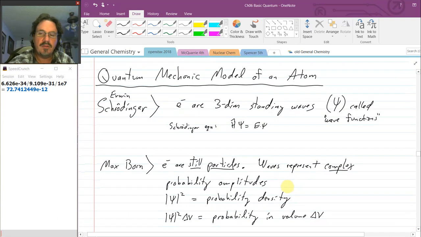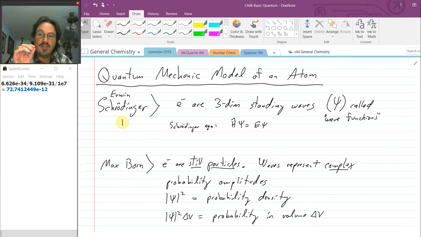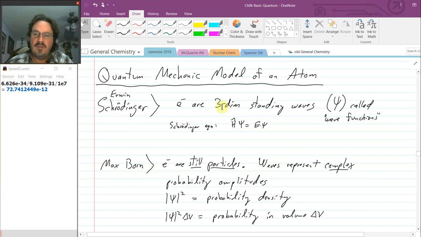There we go. All right, the first person we should talk about is Schrodinger. Erwin Schrodinger. His contribution is essentially recognizing that yes, electrons are three-dimensional standing waves, which we can symbolize by the Greek letter psi, capital Psi. Well, you can use lowercase as well, but anyway, psi is called the wave function. So just like f of x, a function. This is a function.